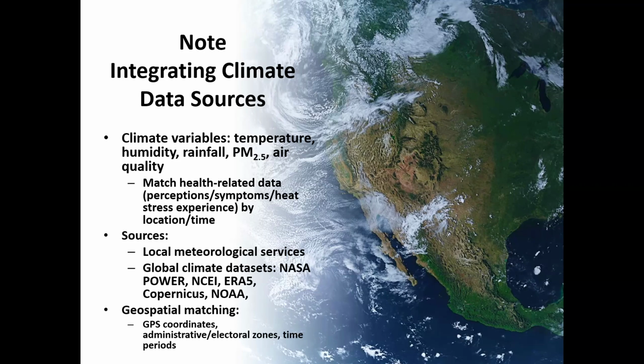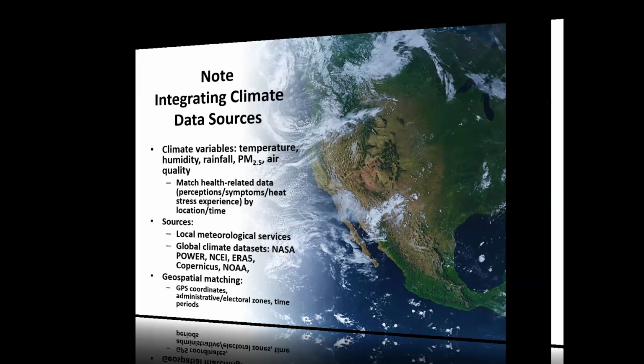There are different sources of climate data out there. Locally, you should be able to get data from your Met offices, your meteorological offices, but in many countries, there are other sources of climate data as well. And globally, there are climate data sets that you can access. Geospatial matching is something that you might want to also weave into your survey. And if you're going to do that, you need to make sure that you collect the GPS coordinates around the areas that you're working.